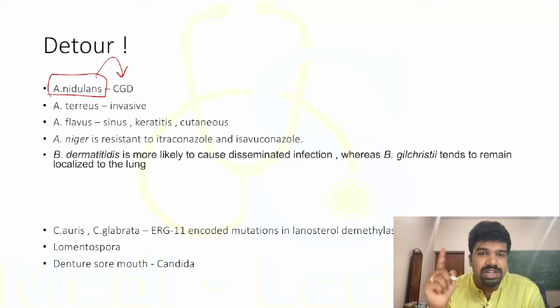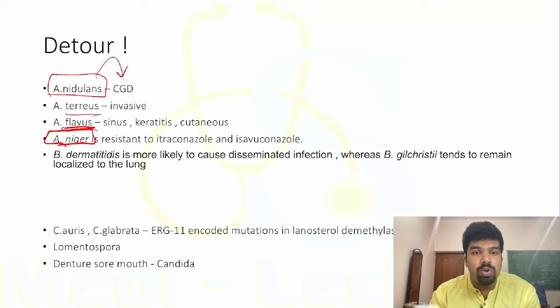Second, I told you Aspergillus terreus is very invasive. It portends a poor prognosis. Aspergillus flavus will cause local infections like sinusitis, keratitis, and cutaneous infections. Flavus is not as bad as terreus. Aspergillus niger is resistant to isavuconazole and itraconazole. Isavu and itra are basically the last line azoles. They are resistant to them also. So it's a bad drug with respect to resistance.